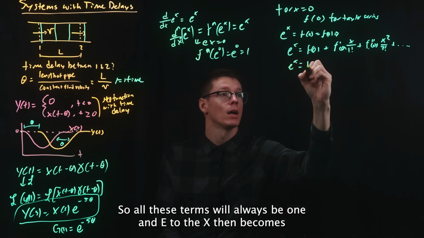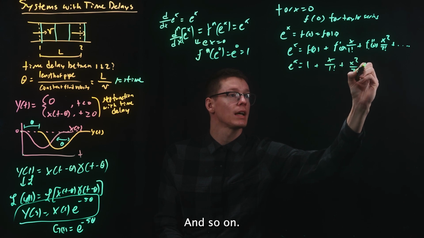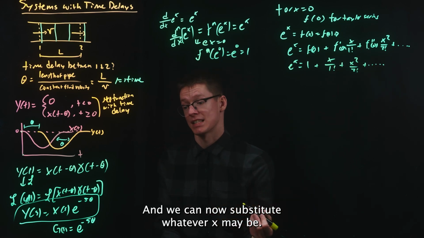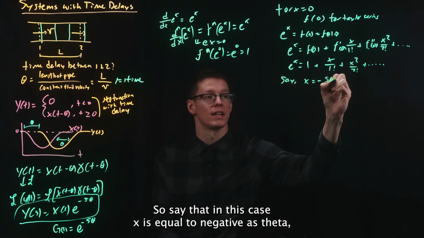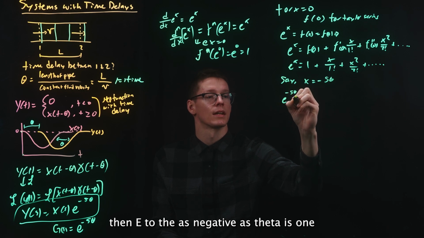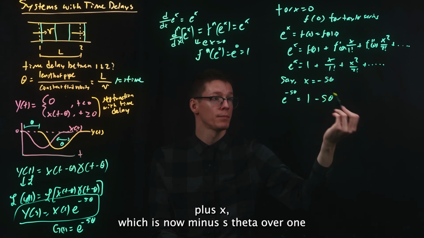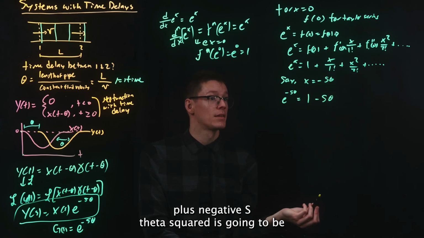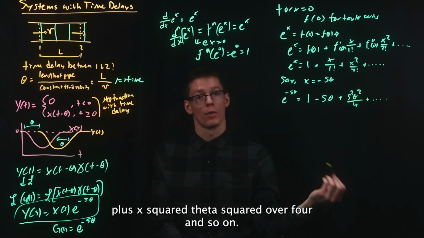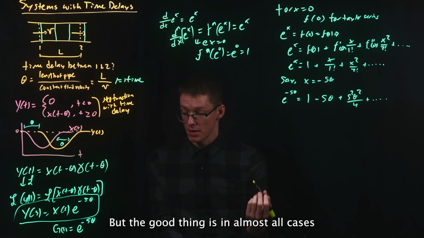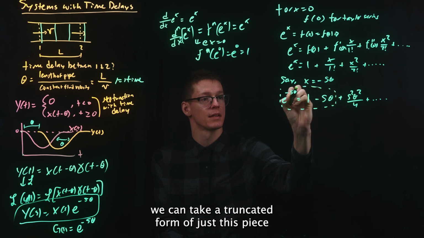And e to the x then becomes 1 plus x over 1 factorial plus x squared over 2 factorial, and so on. And we can now substitute whatever x may be. So say that in this case, x is equal to negative s theta. Then e to the negative s theta is 1 plus x, which is now minus s theta over 1, plus negative s theta squared, which is going to be plus s squared theta squared over 2, and so on. But the good thing is, in almost all cases, we can take a truncated form of just this piece.